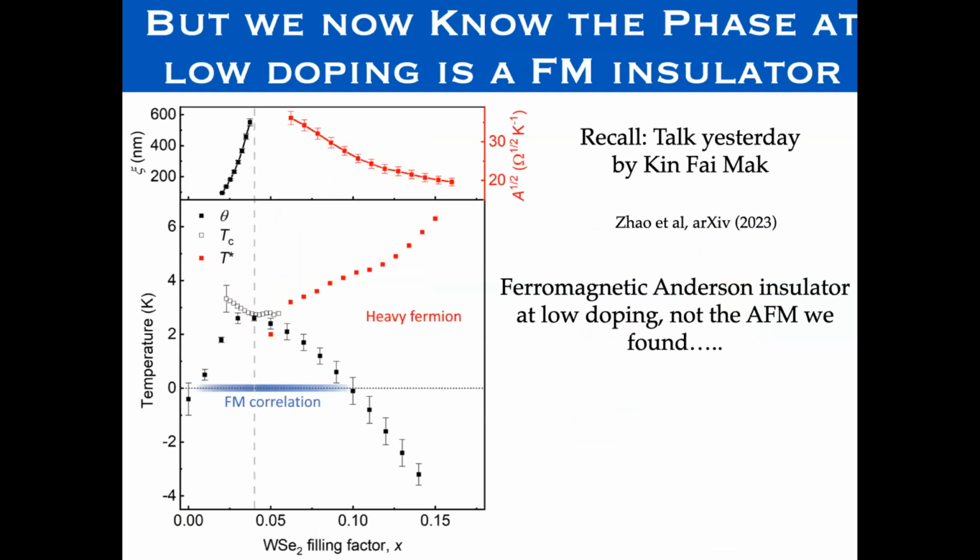But as we saw yesterday, the talk by Kim Fine showed that this is not an antiferromagnet with 2π/3 order. It's a ferromagnet that's insulating. It's not at all what our theory is. But this came out after the paper, so it's okay. So what's going on? What did we miss?